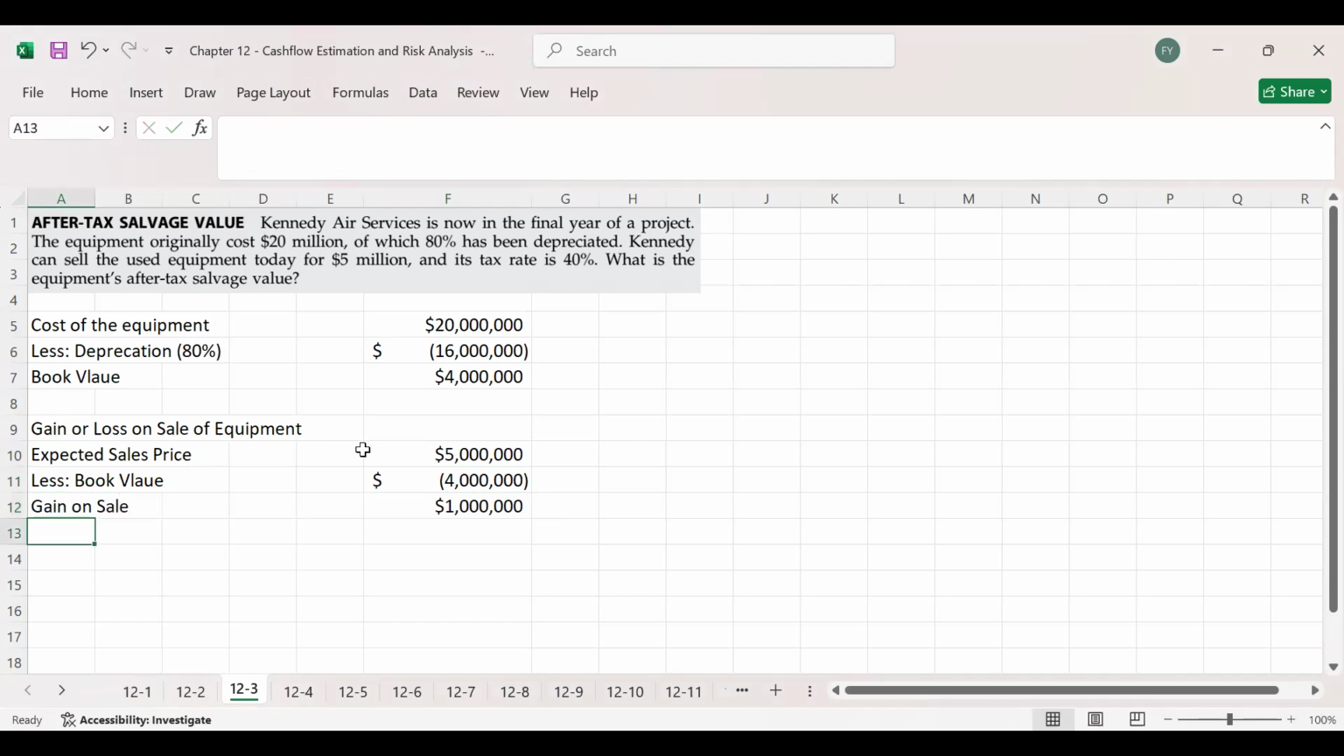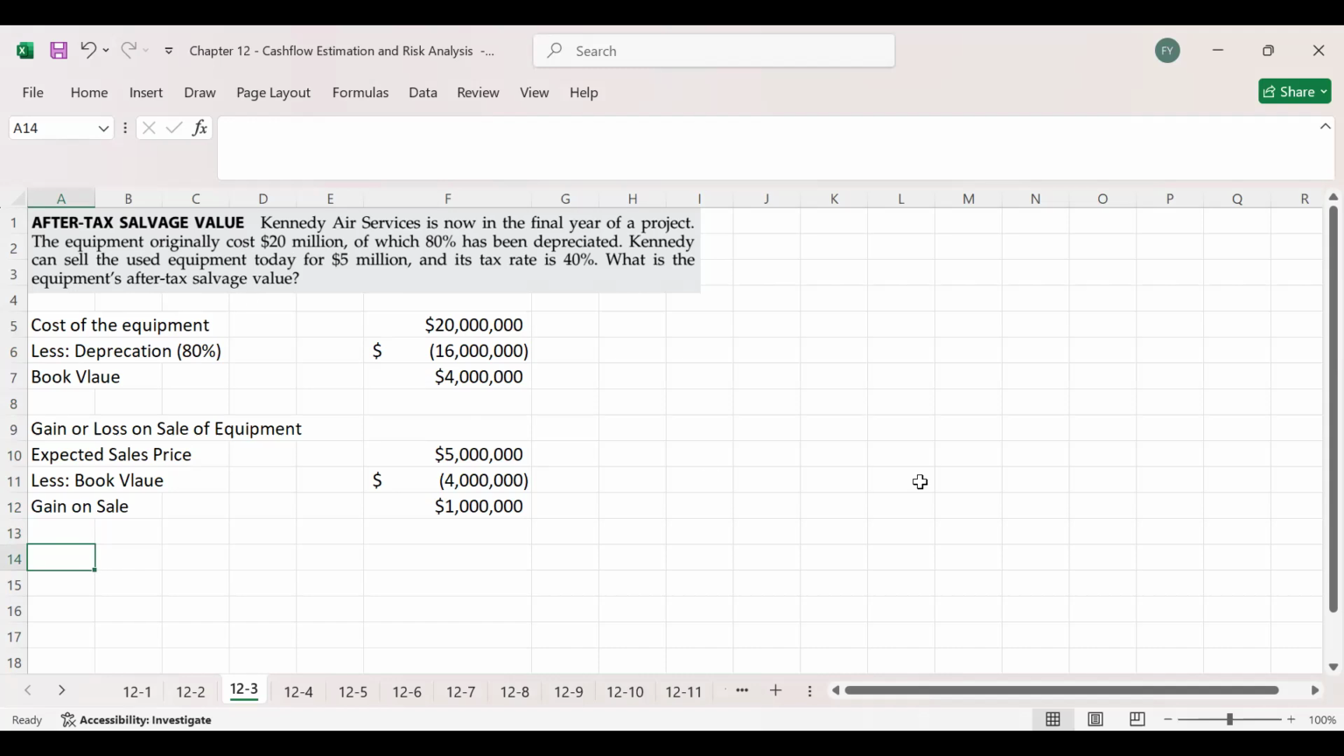Why is it a gain? Because our books present $4 million. This is the book value. As per the company's record, the equipment at the end of the project would be 4 million, but the company can sell it for 5 million. So the difference of these two is 1 million, which is the gain on sale of that equipment. So what is required? The main requirement is the equipment's after tax salvage value.